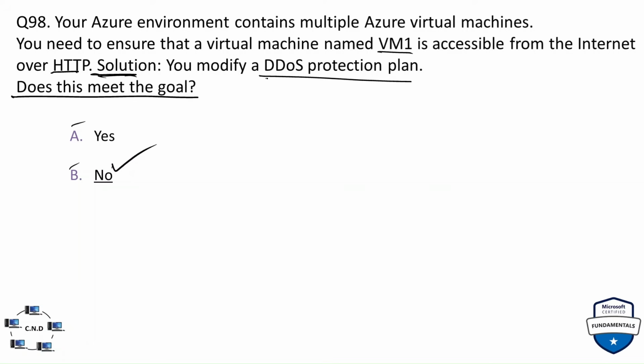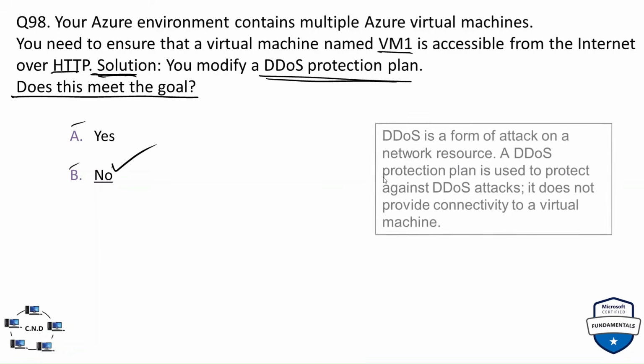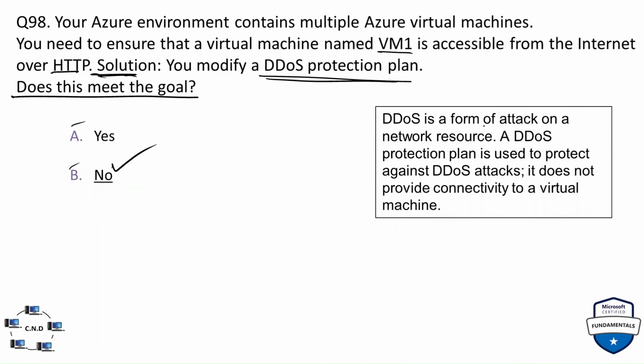The DDoS protection does not give us accessibility to our VM from the internet on HTTP. It is because DDoS is a form of attack on a network resource. A DDoS protection plan is used to protect against distributed denial of service attacks. It does not provide connectivity to a virtual machine.